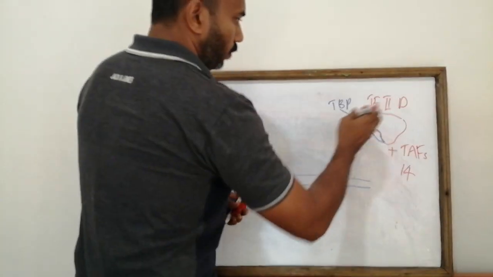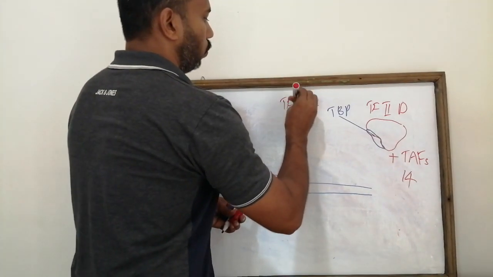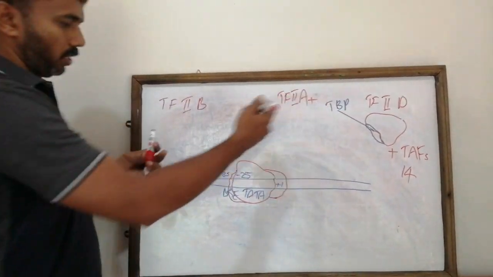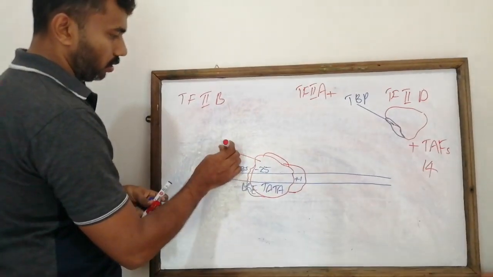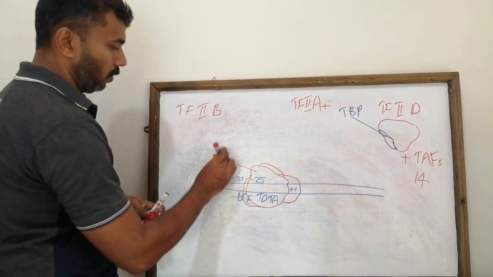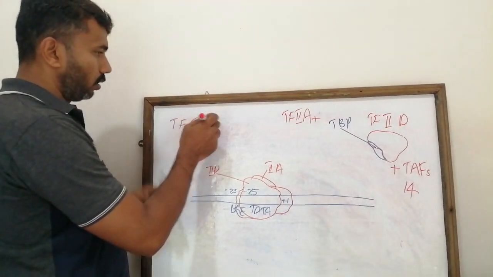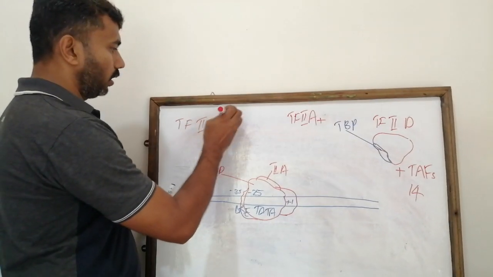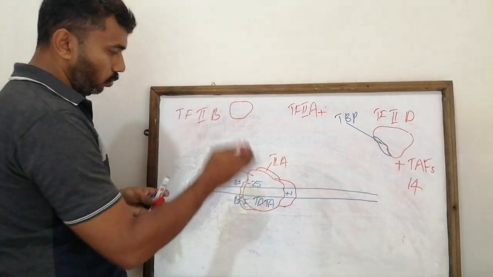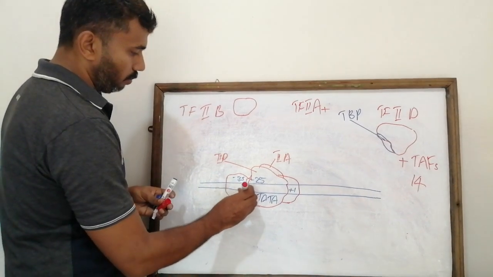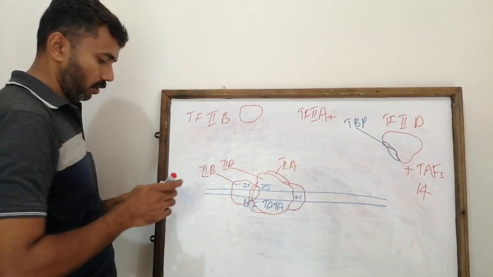And sometimes TF2B also will come along with the TF2A. TF2A also will occupy here, right? So this is the 2D and this is 2A. And now the next most significant element called the TF2B. So the TF2B also comes into place. TF2B usually occupies a site covering the BRE region. So this is the 2B, right?